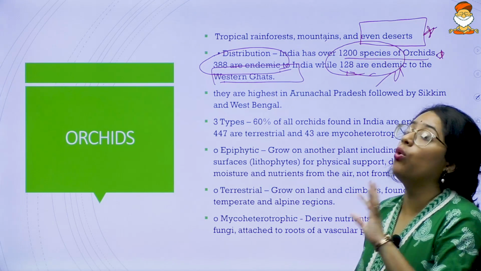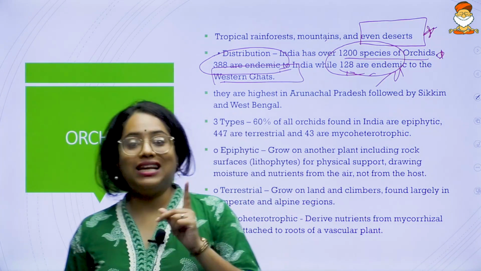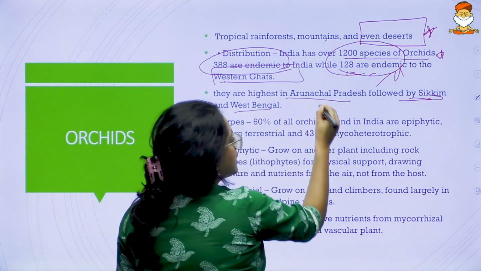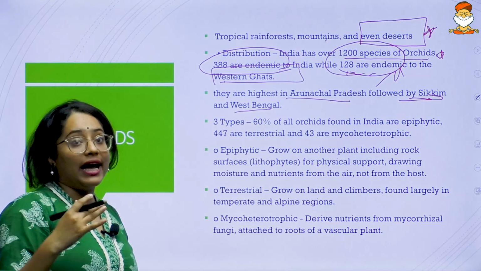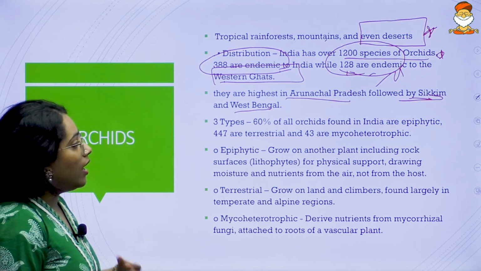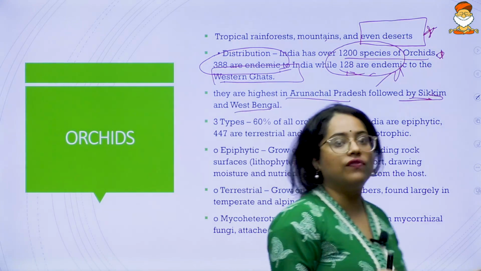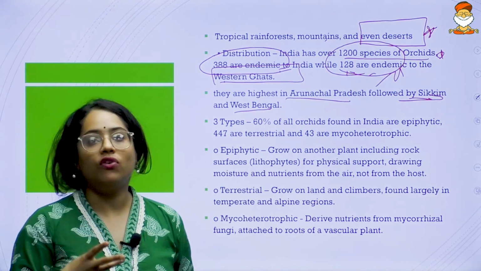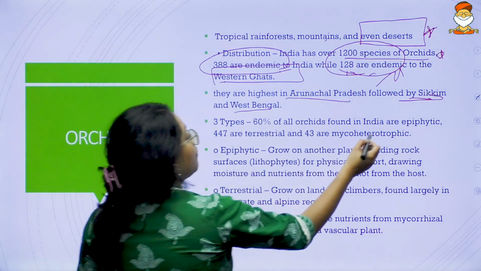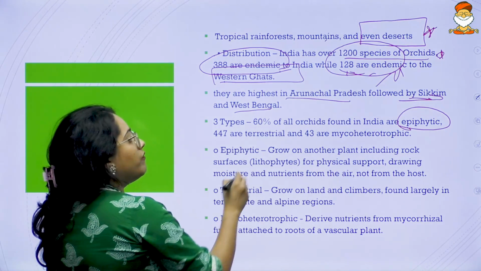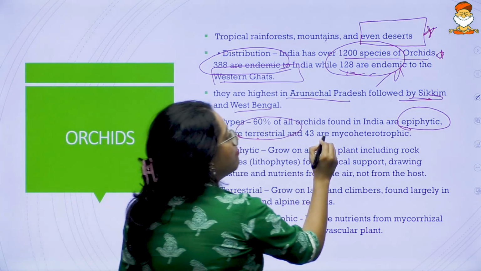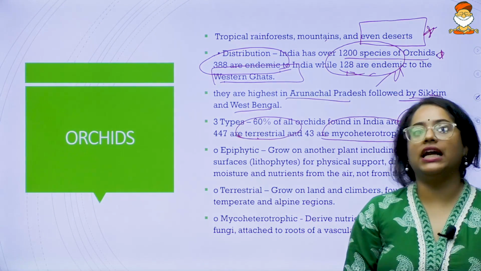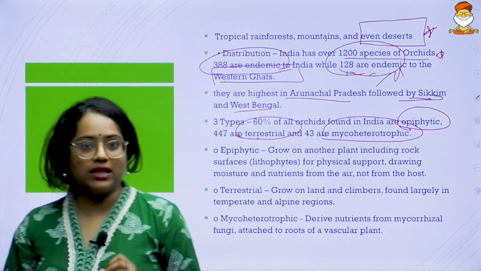Now, if you look at the total population of orchids, you will see the numbers are highest in Arunachal Pradesh, followed by Sikkim, and then West Bengal. So it's the northeastern side which is very high in its population. And now when you look at the different types of orchids that grow in India, there are three types: epiphytic orchids, terrestrial orchids, and myco-heterotrophic orchids.